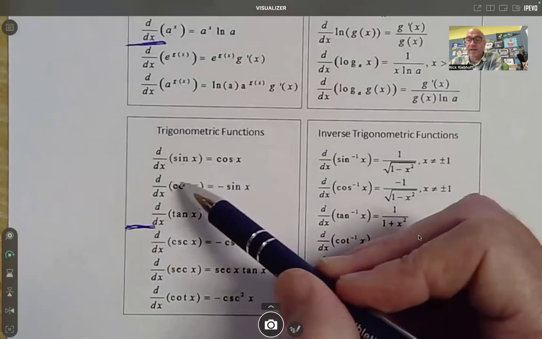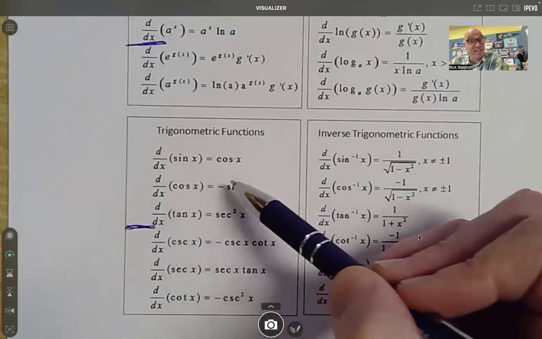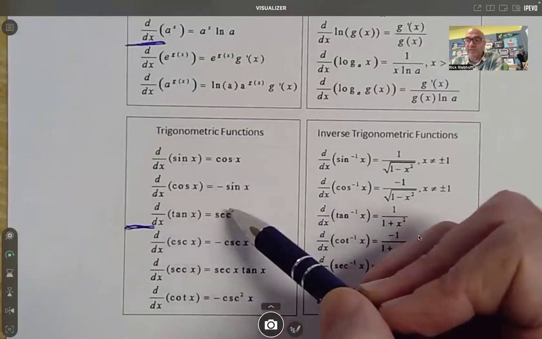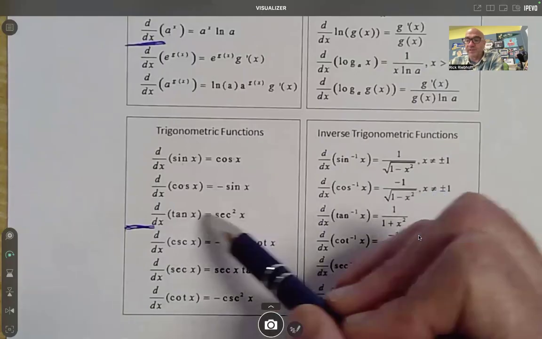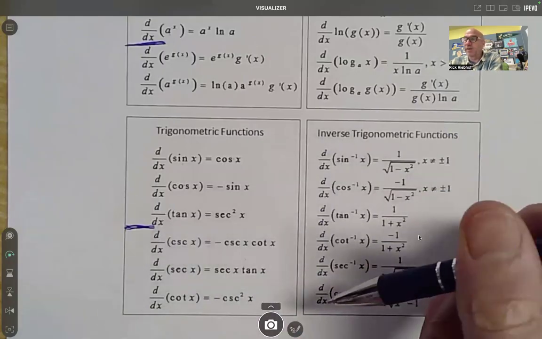Sine turns into cosine. Cosine turns into the opposite of sine. That's something you have to remember. And then tangent turns into secant squared. You'll see tangent and secant are buddies in a lot of ways.